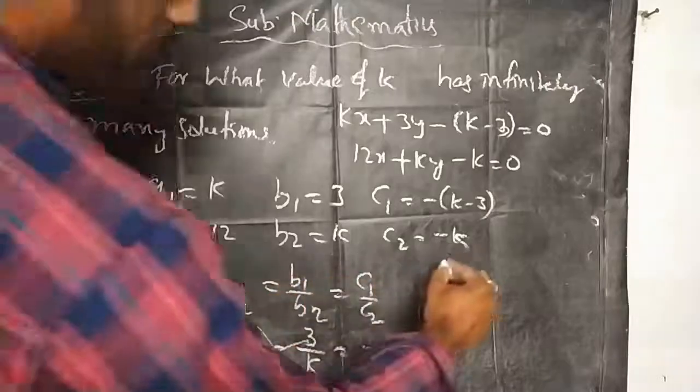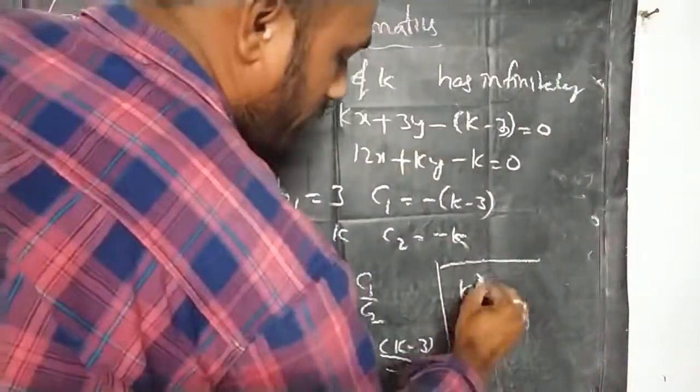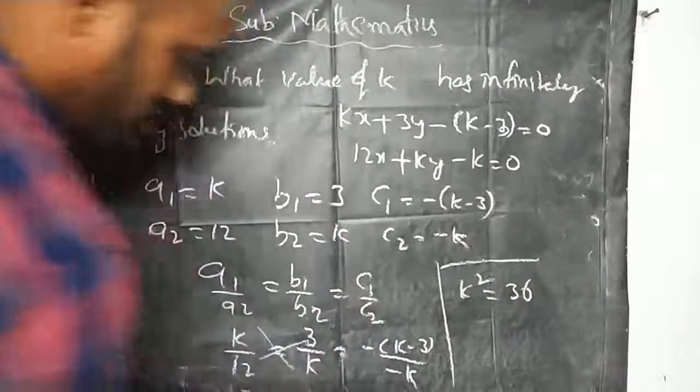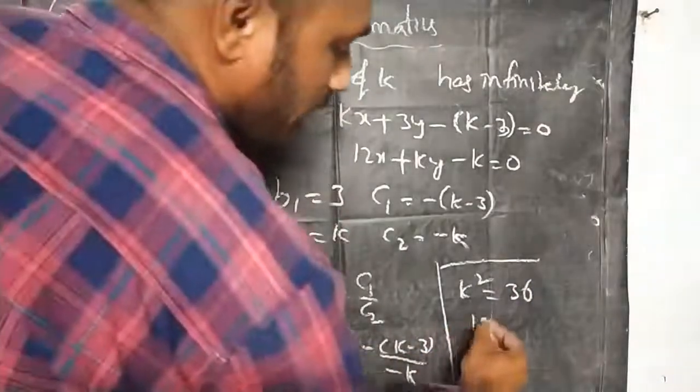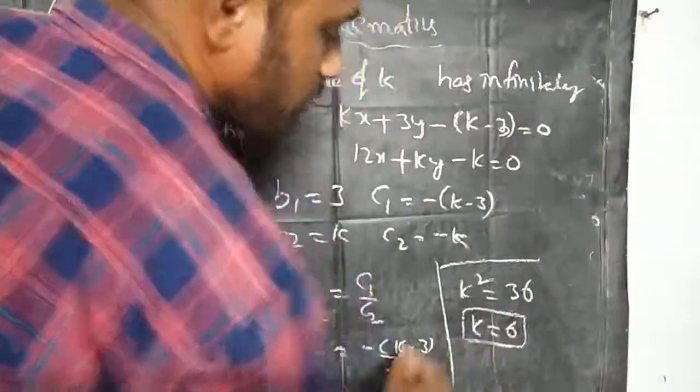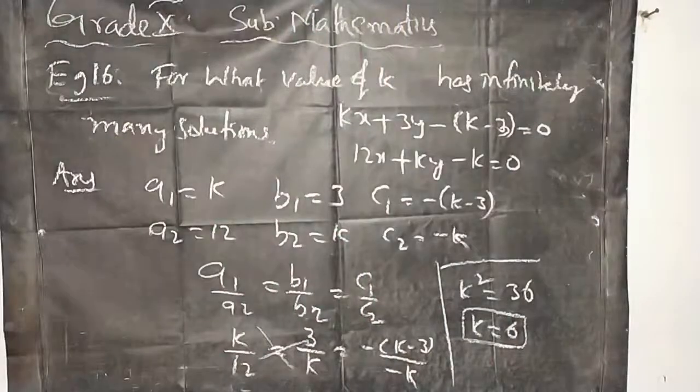k into k becomes k square is equal to 36, since 12 times 3 is 36. The k value will be 6. So we obtain the k value as 6.